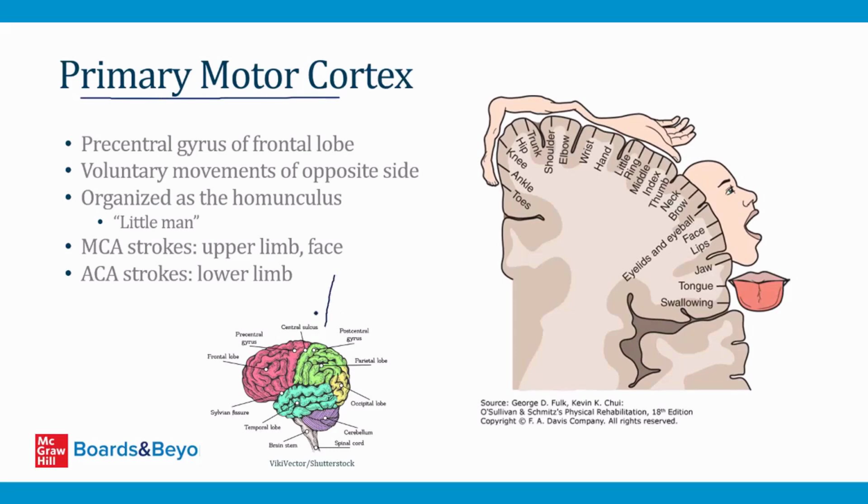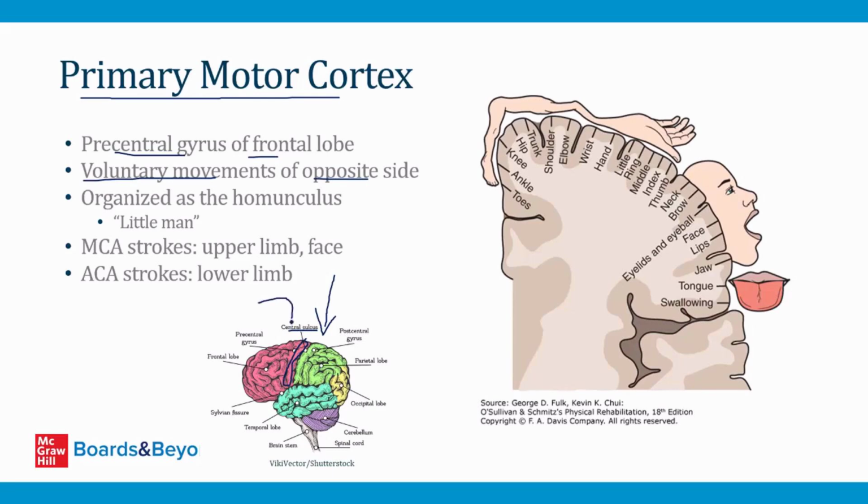If you look at this drawing down at the bottom of the screen, which we've already seen, this is the central sulcus. And this gyrus right here, just on one side of the central sulcus, is called the precentral gyrus of the frontal lobe. And there are cell bodies of neurons found here that control voluntary movements of muscles on the opposite side of the body. So the neurons found in the precentral gyrus on the left side of the brain control the right side of the body and vice versa.